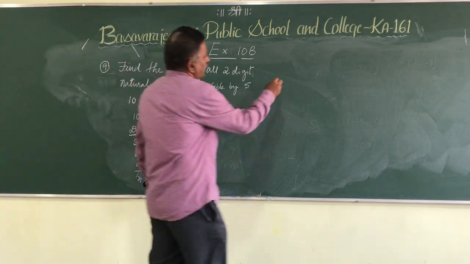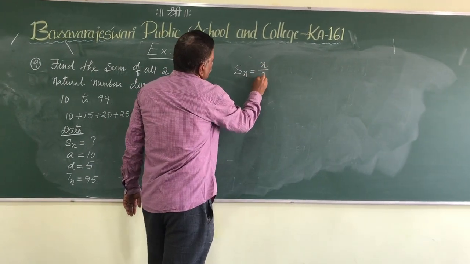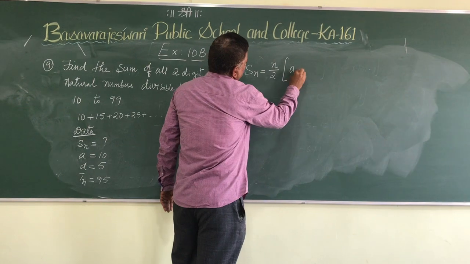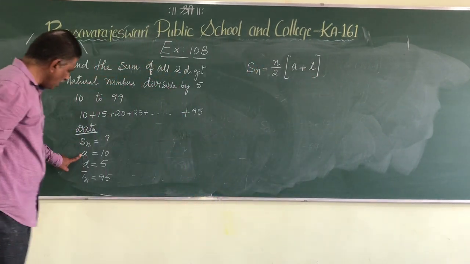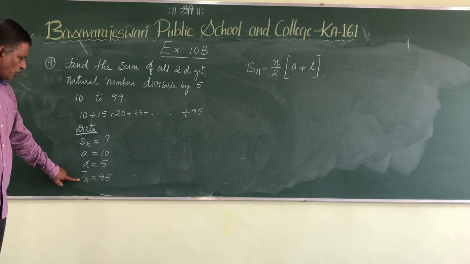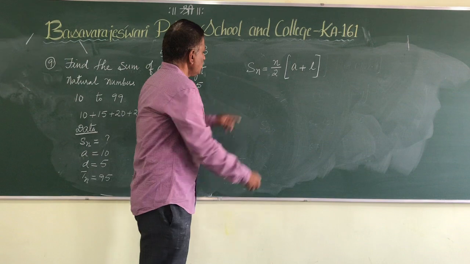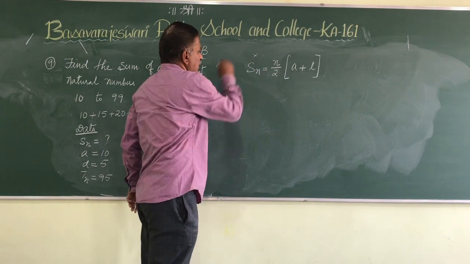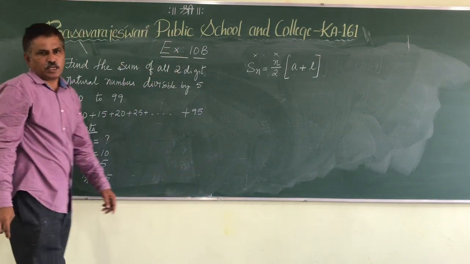We are supposed to find out Sn. Sn is equal to n by 2 of (A plus L). I have chosen this formula because the first term is given and the last term is given. So according to the given data, I have taken this formula. Here Sn is not known, and we are supposed to find out n also.